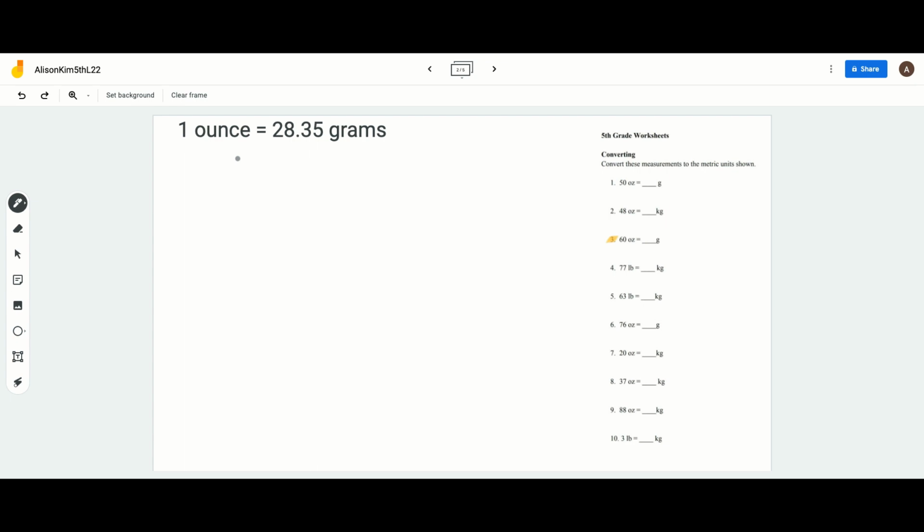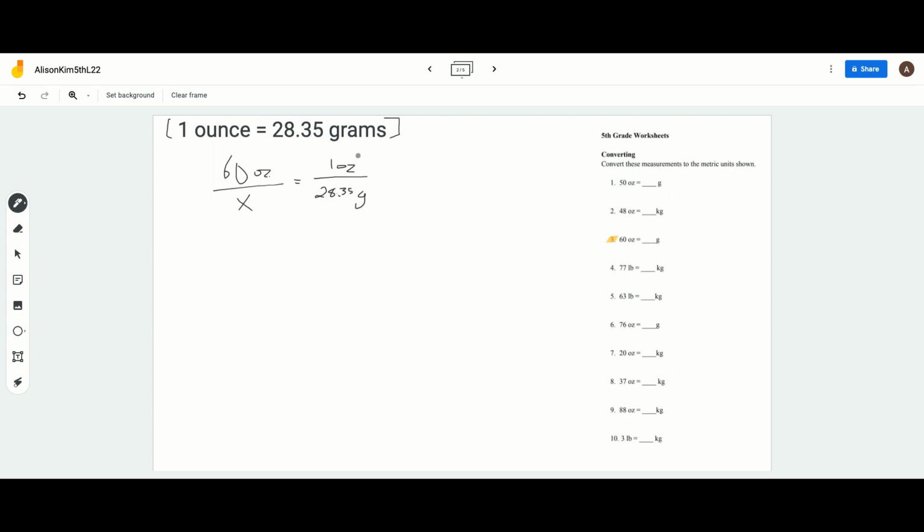So we're going to use the given numbers in number 3 first. We are given that 60 ounces gives us X grams, right? We're going to keep it a variable of X because we don't know how many grams goes into 60. That's what we're trying to figure out. And then we're going to use this conversion to convert. We have to match it up, ounces to ounces and grams to grams. So we're going to have 1 ounce on top and about 28.35 grams on bottom.